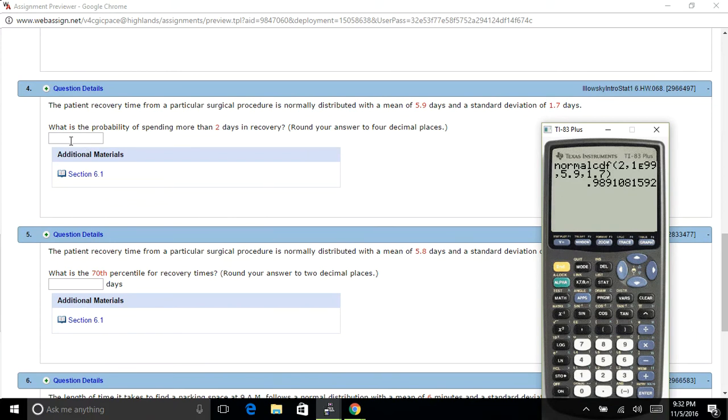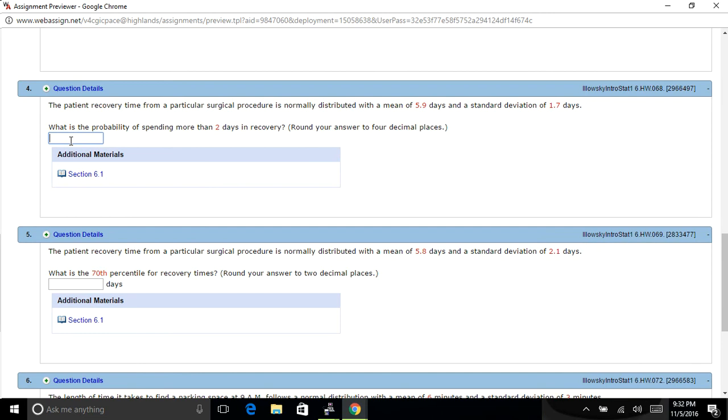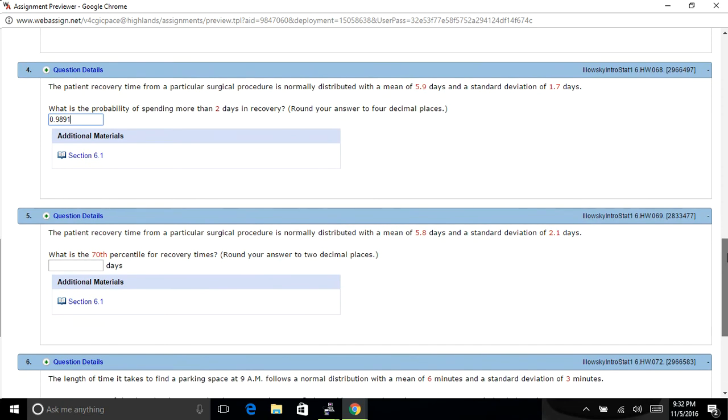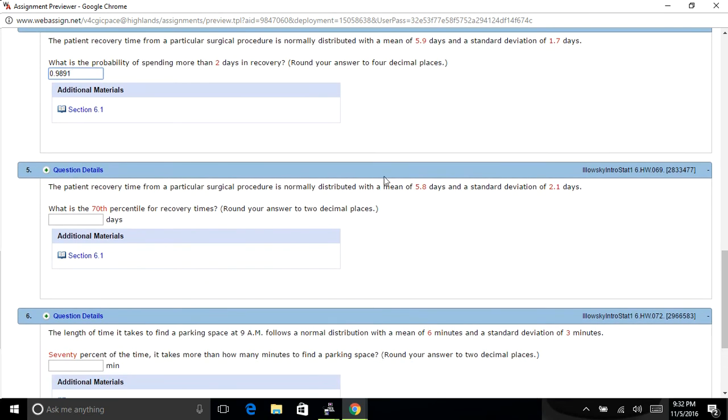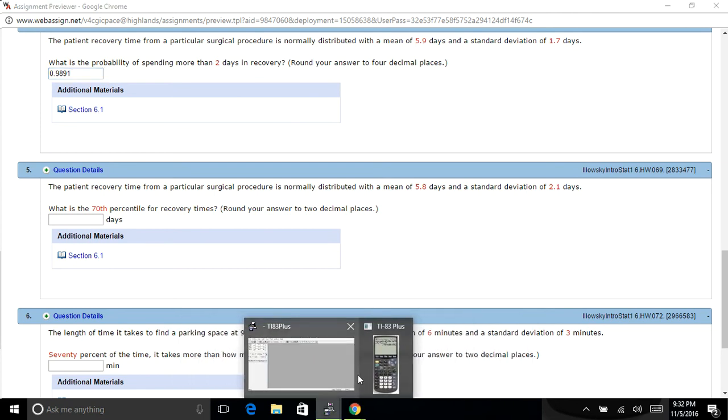So it's going to be 0.9891 because it wants it in 4 decimal places. So the probability of spending more than 2 days in recovery is 0.9891. Okay, so let's do the next one.